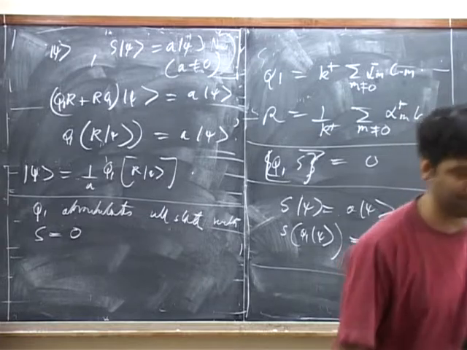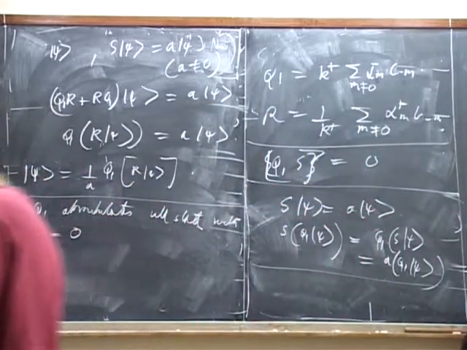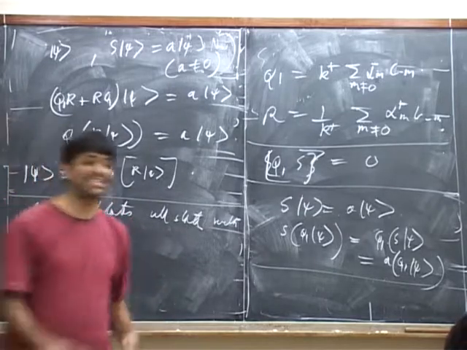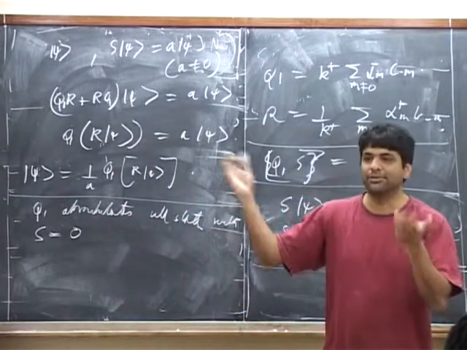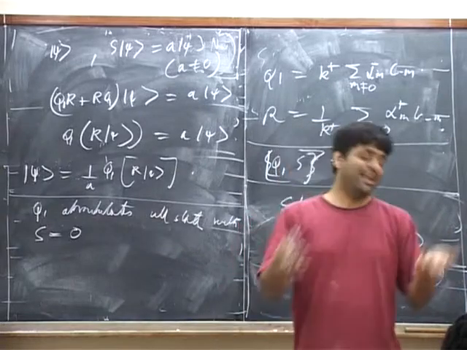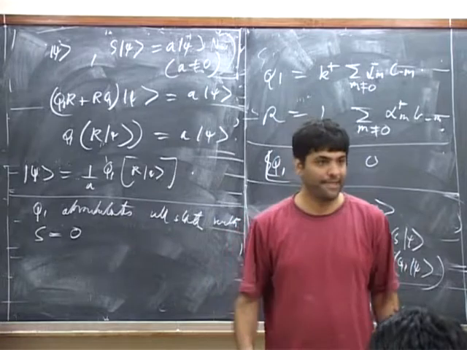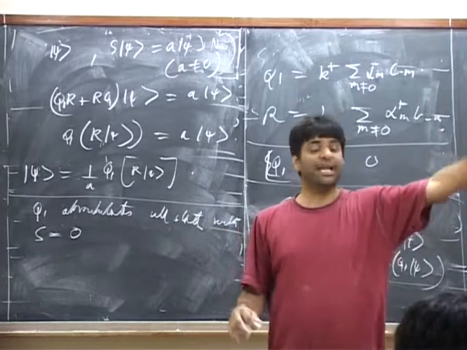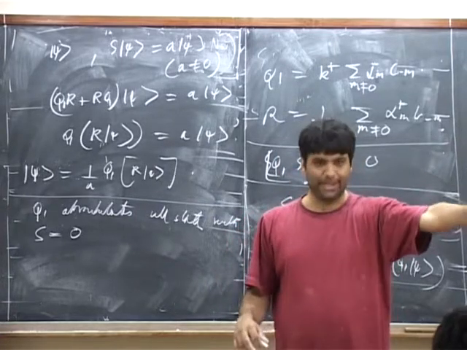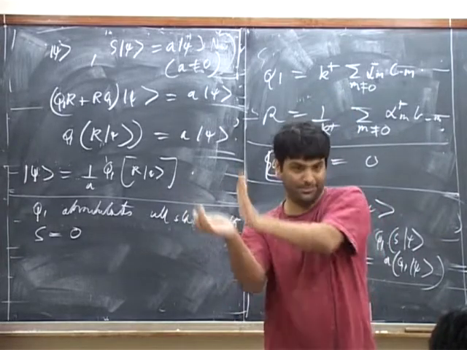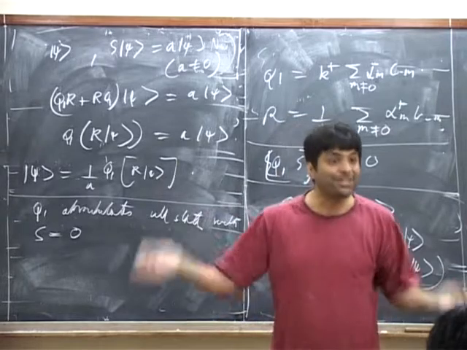Well, let me say this. Suppose there existed an exact state with eigenvalue of S equals 0. Then this state is Q1 acting on some state. But since the eigenvalue of the final state is 0 and Q1 commutes with the operator S, the eigenvalue of the state that we were acting on to produce this exact state must also have been 0.